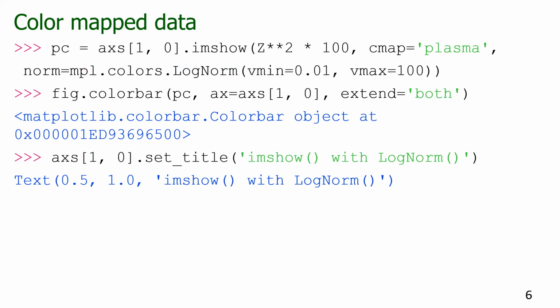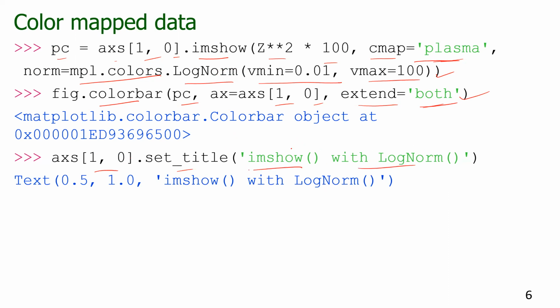Then next we are defining pc equal to axis of 1, 0. imshow of z power 2 times 100 with the color map plasma we are taking. Normalization equal to mpl.colors.LogNorm with vmin equal to 0.01, vmax equal to 100. Then we are making the colorbar of that pc with the 1, 0 combination axis, with extend both. Then we are making the title as axis 1, 0 set_title imshow with log normalization. This is another plot, another graph.